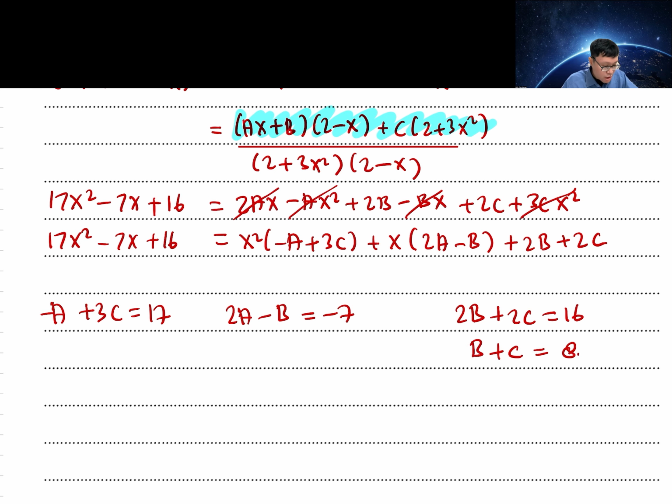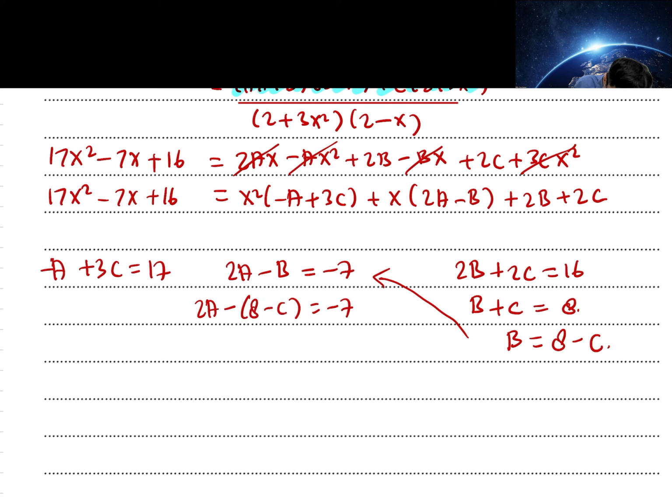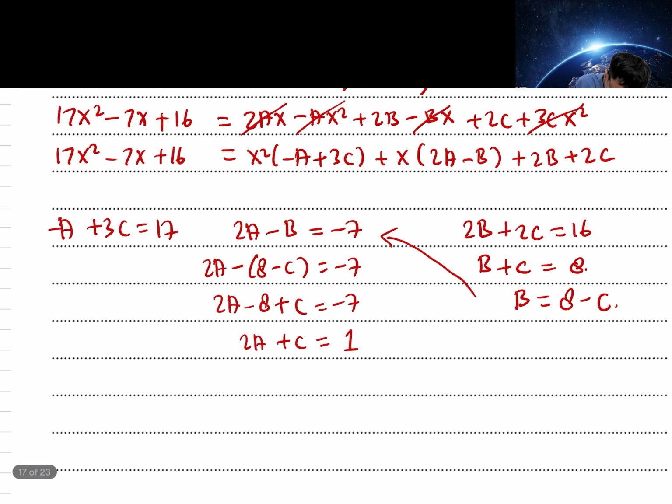Now, what we can do here, we can just do substitution and elimination. This one I have b equals 8 minus c. I can plug into this. So I have 2a minus b, where b is 8 minus c, equals minus 7. So I have 2a minus 8 plus 7 equals minus 7, or 2a plus c equals 1. And then I have minus a plus 3c equals 17. So I can multiply by 2 to eliminate 2a: minus 2a plus 6c equals 34.